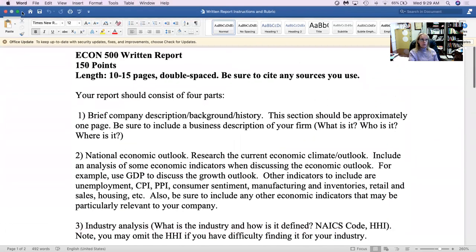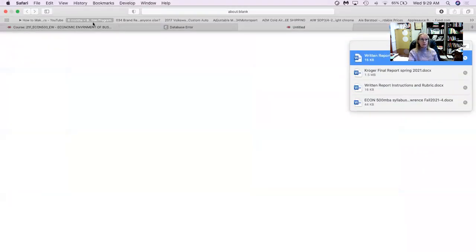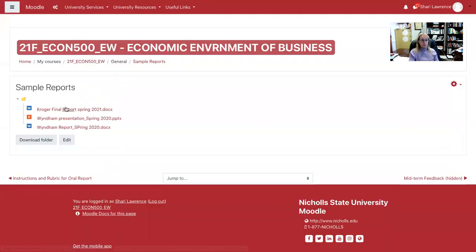Okay, so that's the written report. Those are the instructions for the written report. Let's look at a sample here. So here's Wyndham. This is from spring of 2020. So remember, spring of 2020 is right when COVID hit. So this is kind of an interesting take on Wyndham.